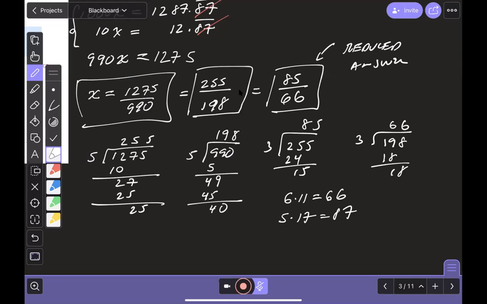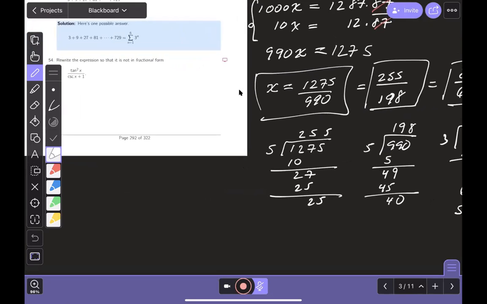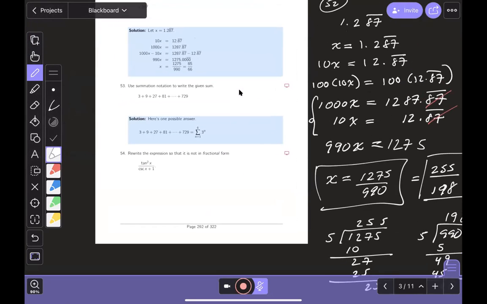But I got a box on all those. They look good to me. They're all good to me. Let's look at the K. And I'm expecting to see 85 over 66. And lo and behold, I see 85 over 66.